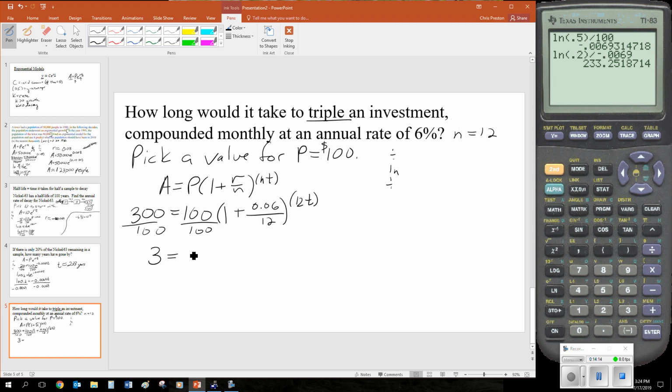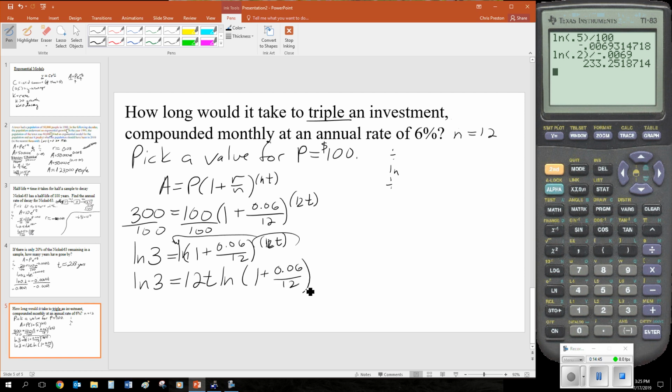That's why it didn't matter what I invested. I have this formula with 12t as the exponent. I'm going to take the natural log of both sides. Now, unlike e, this is not going to cancel out, but what I can do is take my exponent and move it out front. That's a property of logarithms. So I'm going to say natural log of 3 equals 12t times natural log of 1 plus 0.06 over 12.